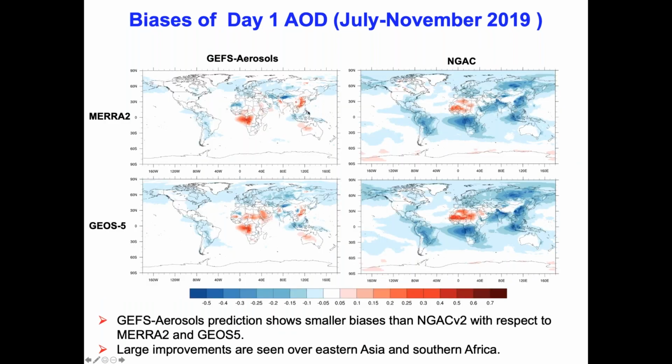Now, more comparison, the biases with respect to the MERRA-2 and the GEOS-5. GEOS-5 is the NASA prediction. We can see that the GEFS aerosol shows smaller biases than NGAC, and large improvements are seen over Eastern Asia and Southern Africa in the GEFS aerosol prediction. Well, there is still some smaller positive bias over Southern Africa.